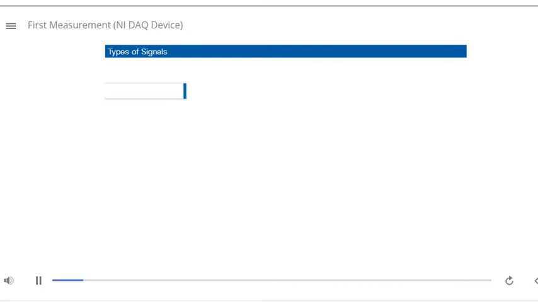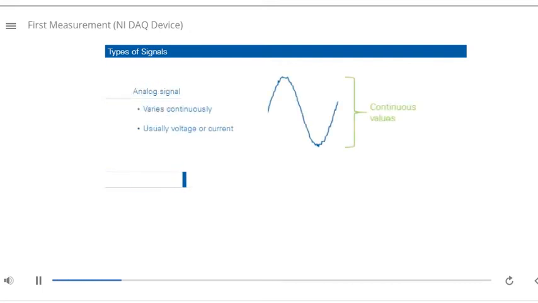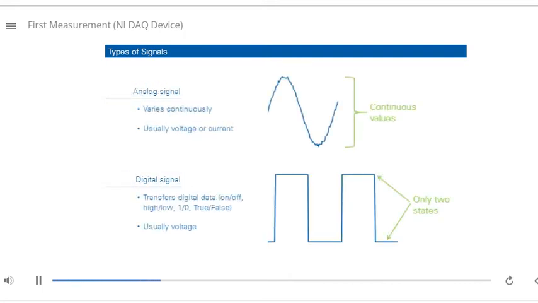You can group real-world signals as either analog signals or digital signals. Analog signals are signals that vary continuously and have continuous values. Examples of analog signals are temperature or current. Digital signals are signals that transfer binary data: on and off, high and low.